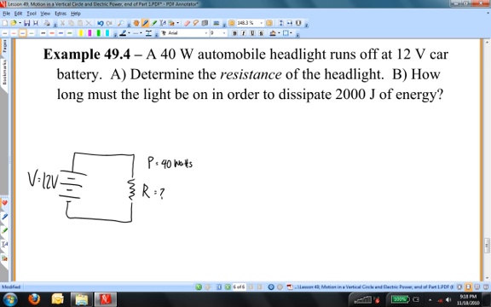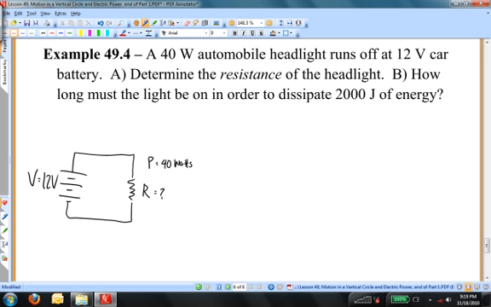On the other hand, for a lamp that's in your house, if you have a 100-watt bulb, then that bulb is rated at 120 volts. And if the voltage changes, then the power rating is also going to change. So just bear that in mind when you see problems like this.